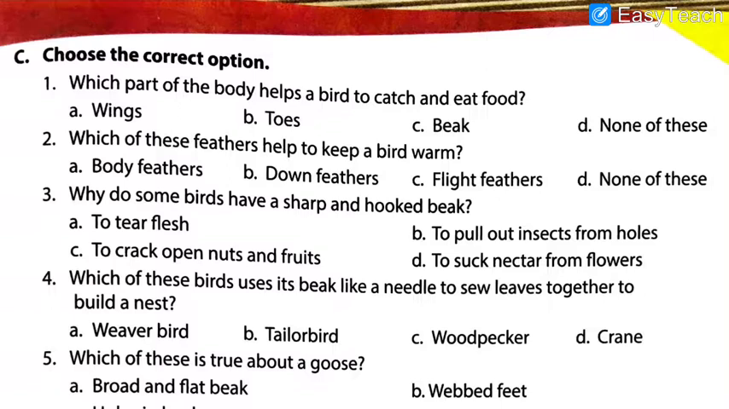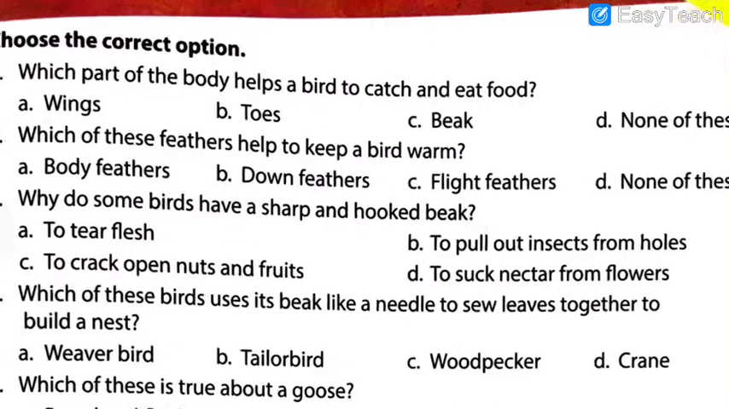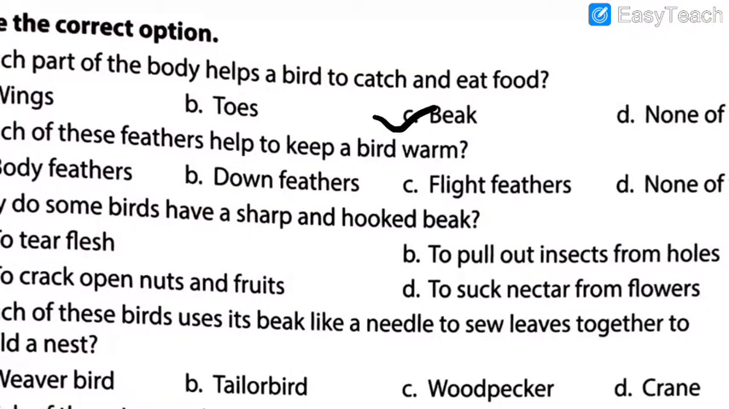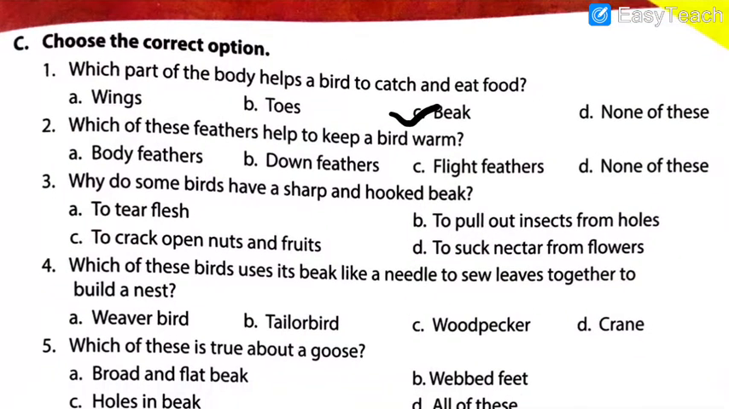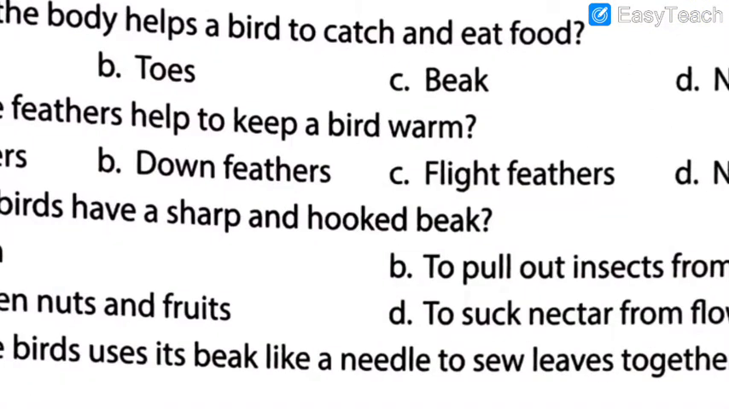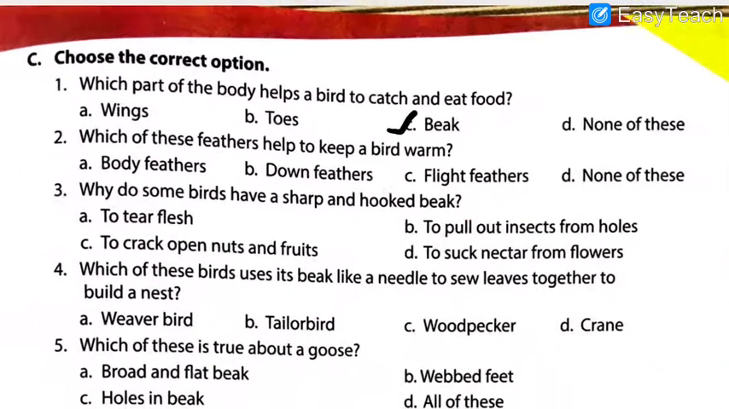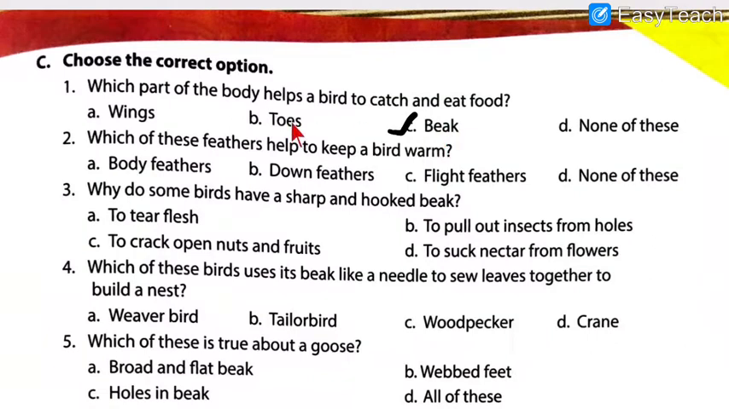Just try to think which part of the bird's body helps it to catch and eat the food. Now, if you have chosen the correct answer, please check the answer. The correct answer here is beak. The correct option is beak. So, beak helps the bird to catch and eat the food.